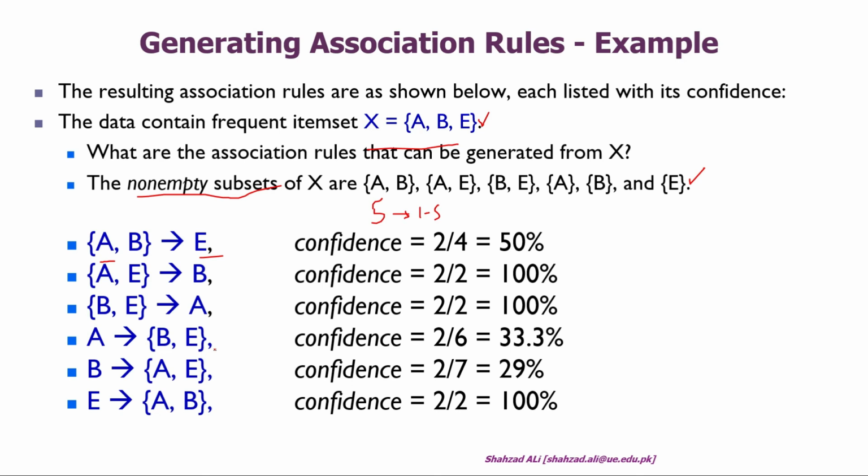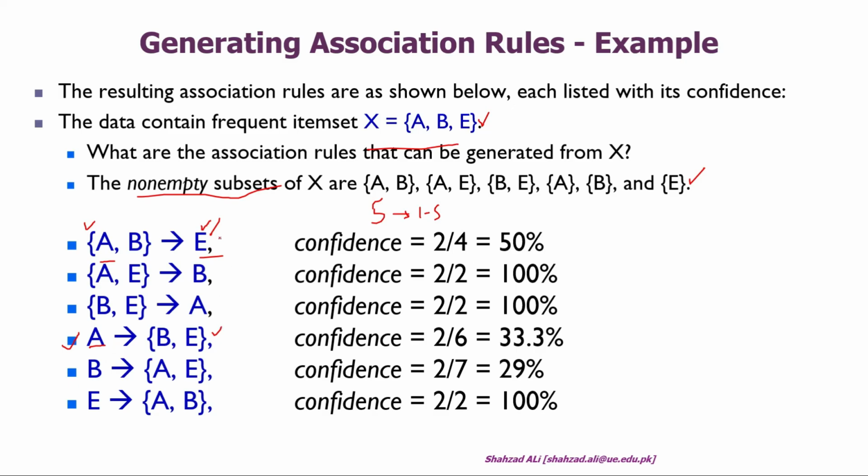So what is the meaning of this rule? This rule says that if A and B items are purchased together, what is the confidence that a person can also buy an item E? Similarly for this, if a customer buys an item set A, what is the confidence or support that the customer also buys B and E in that transaction?